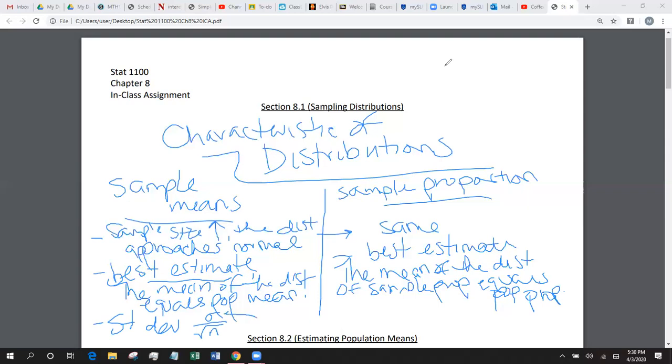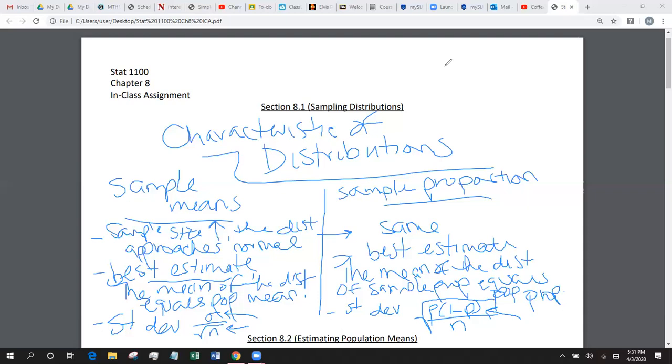is calculated by sigma over the square root of n. So we're taking that population standard deviation and then dividing it by the square root of the number in the sample. For our sample proportion, our standard deviation is calculated by taking the square root of p times 1 minus p over n. And notice that both of those standard deviation formulas are using the population value. And that is okay for now because we do know that the mean of the distribution equals either the sample proportion and the population proportion, or the sample mean and the population mean. So it's okay to generalize out.